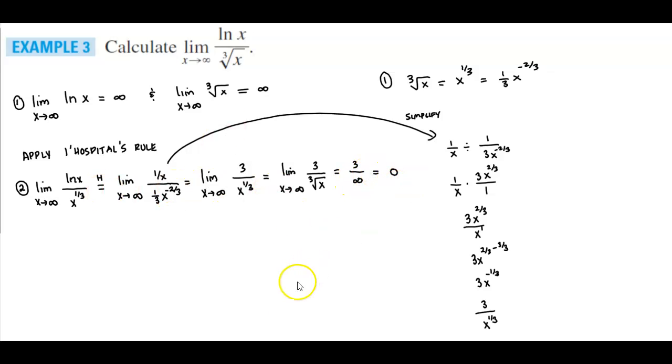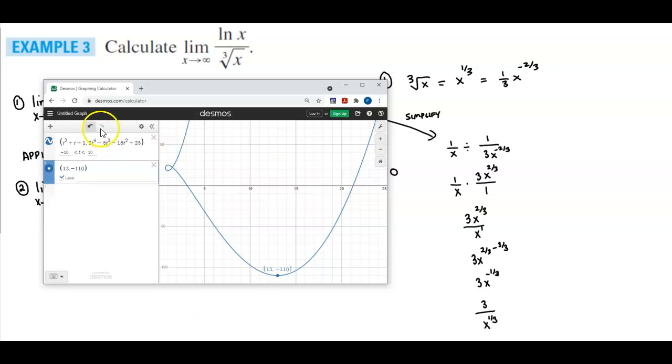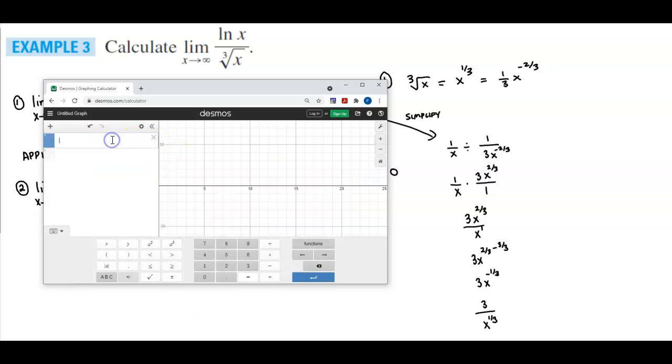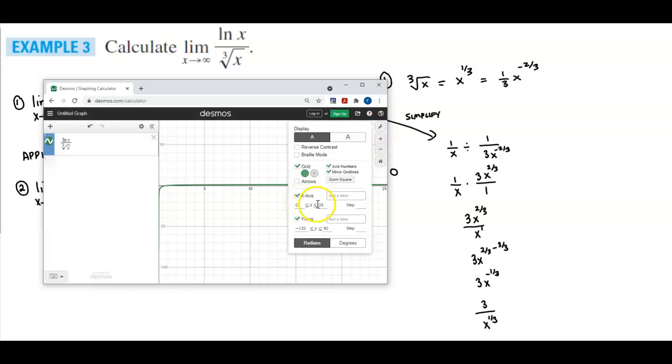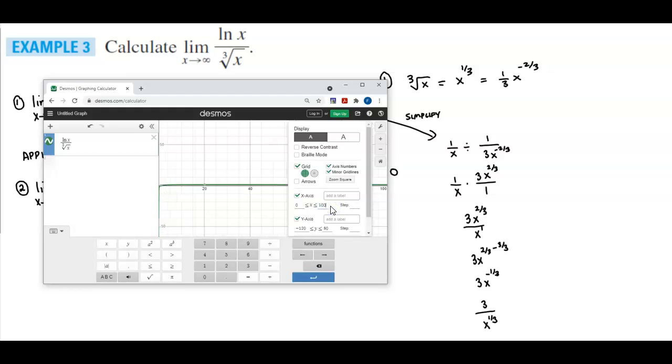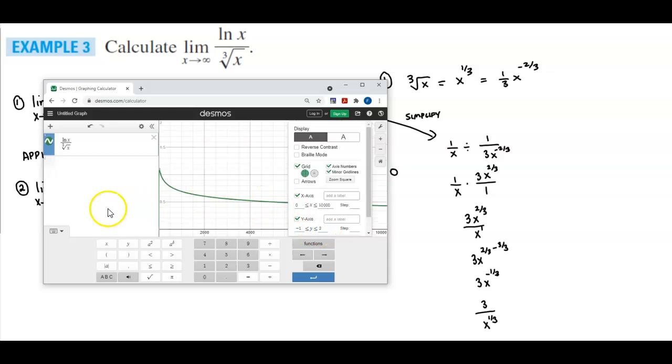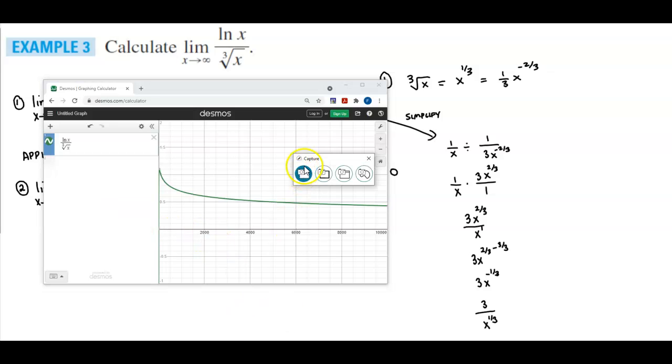Now that we found the limit, let's just check and see what this would look like if we were to graph this function. Okay, so if we wanted to graph this function, we have the natural log of x, and we're going to divide that by the cube root of x. Okay, and then let's go ahead and minimize our scale here. So we're going to go from, let's say, 0 to 10,000. And then we're going to go from negative 1 to 2. Okay, so let's go ahead and look at this graph.